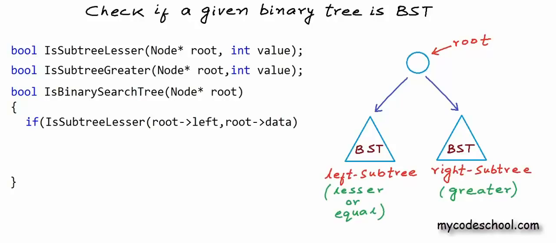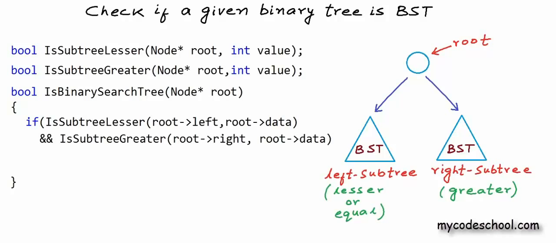This function call will return true if all the elements in the left subtree are lesser than the data in root. Now the next thing that I want to check for is if elements in the right subtree are greater than the data in root or not. These two conditions are not sufficient. We also need to check if left and right subtrees are binary search trees or not. So I'll add 2 more conditions here.